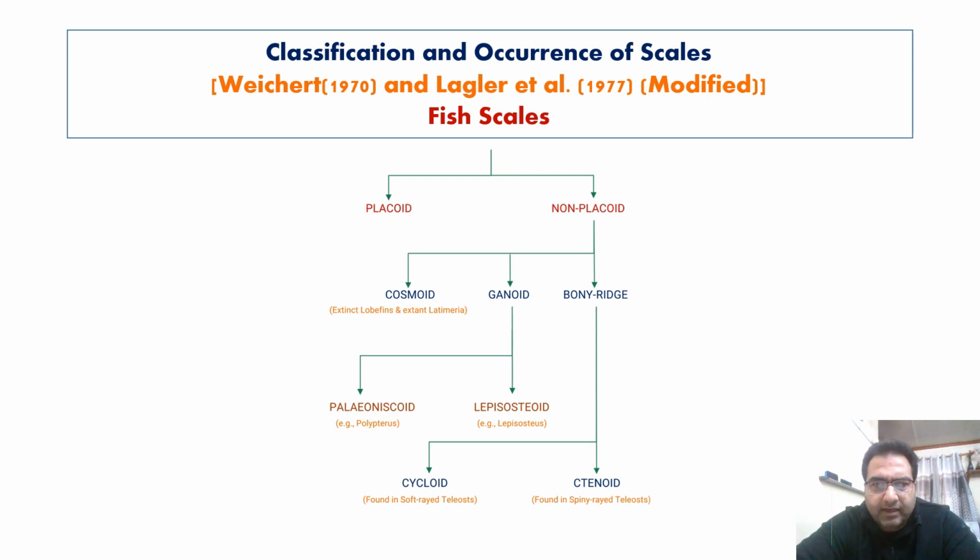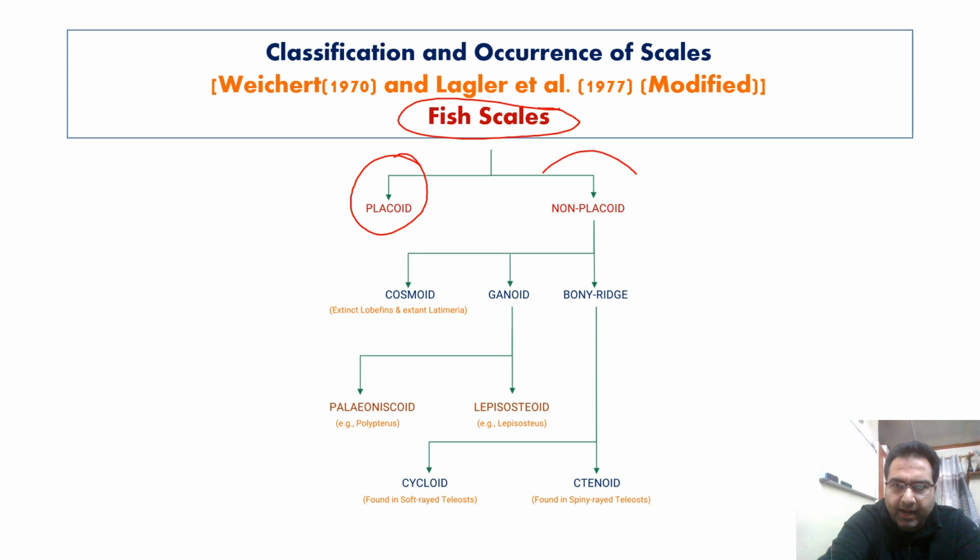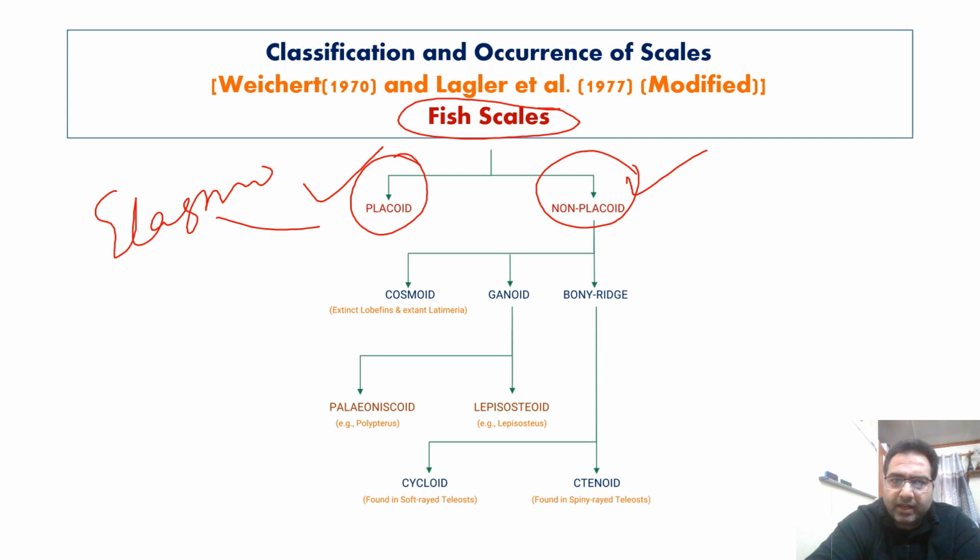Now let us look at this chart, a classification and occurrence of the scales. This was put forth by Wiechert in 1970 and modified by Lagler et al. in 1977. Here we see that fish scales are divided into placoid and non-placoid scales. Placoid scales are the characteristic feature of elasmobranchii. Non-placoid scales are further divided into cosmoid, ganoid, and bony ridge scales.